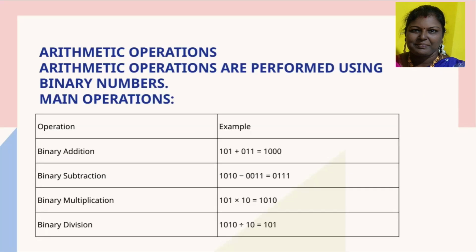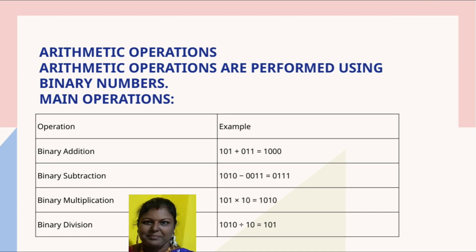Let's take a closer look at arithmetic operations in binary, the basic math that computers use every day. We've got four main types here: addition, subtraction, multiplication, and division. For example, adding 101 and 11 gives us 1,000. Subtracting 11 from 1010 results in 111. Multiplying 101 by 10 equals 1010. And dividing 1010 by 10 leaves us with 101. These operations might look simple, but they're the foundation of all computing calculations.